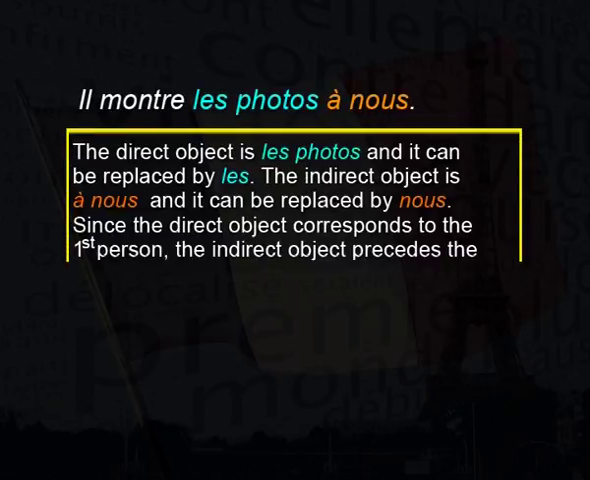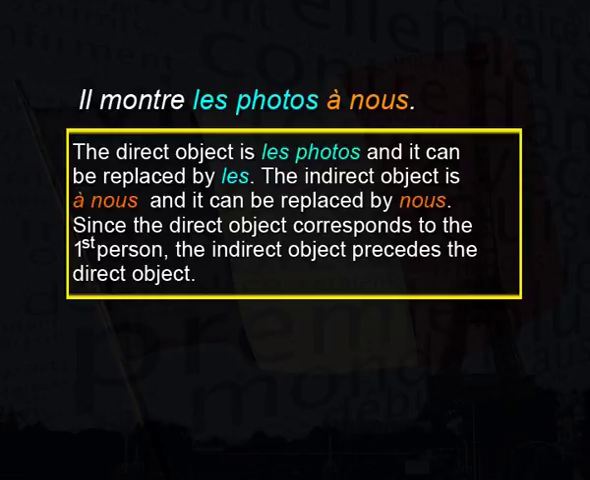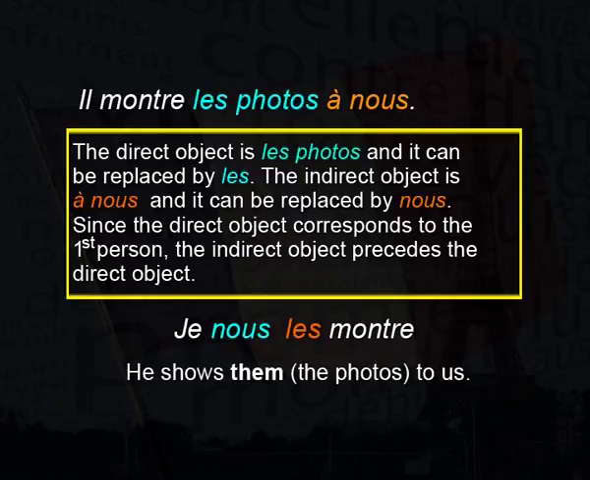Il montre les photos à nous. The direct object is les photos and it can be replaced by les. The indirect object is à nous and it can be replaced by nous. Since the direct object corresponds to the first person, the indirect object precedes the direct object. Hence, the answer is Il nous les montre. This sentence translates as He shows them, the photos, to us.